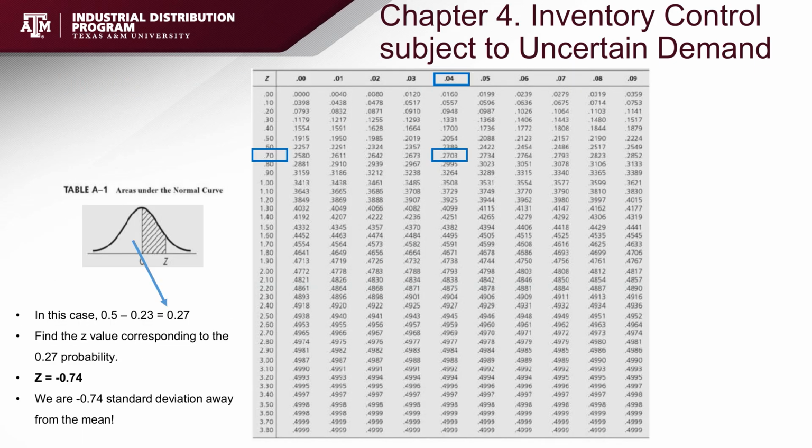All right, same table trick, just mirrored. This time the target is below 1/2, which means we take 0.5 minus 0.23, leaving 0.27 again. Same 0.27, same magnitude basically, but because we're on the left of the mean now, the z comes out negative, minus 0.74. And that negative z is exactly what tugs the order beneath the mean.